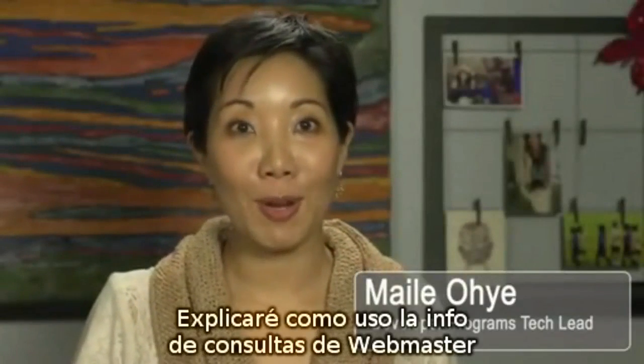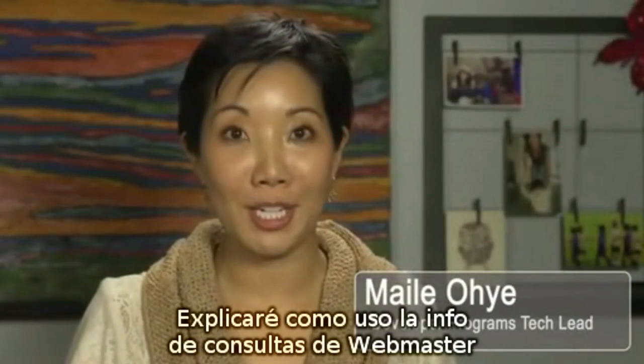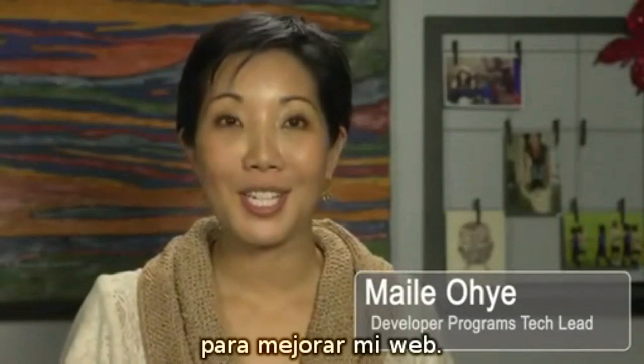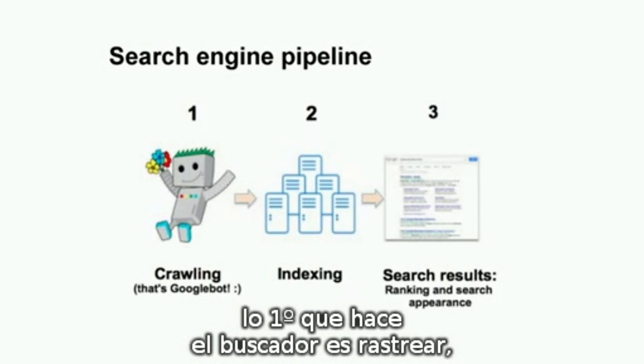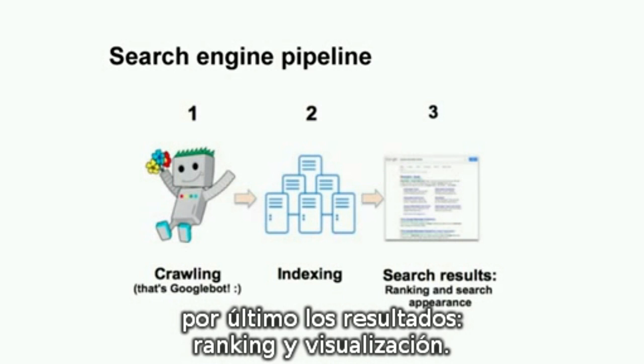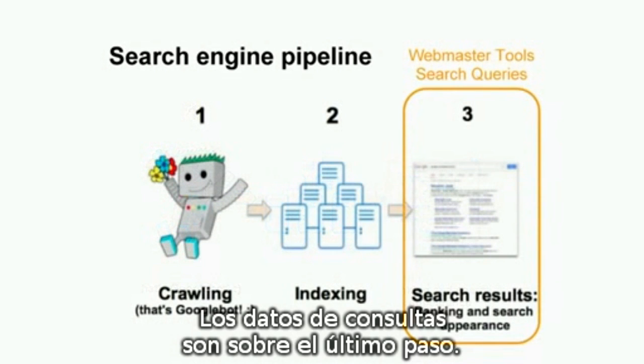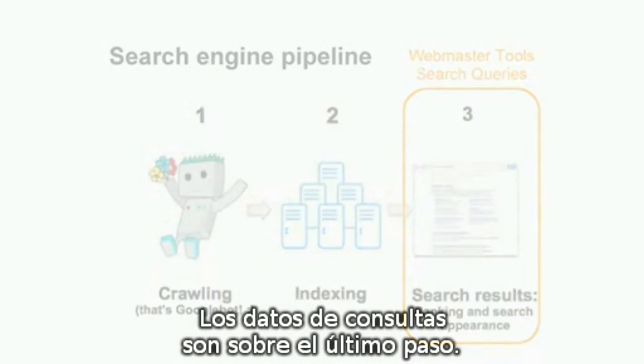I'd like to share some of the ways I use search queries information from Google Webmaster Tools to improve my site. To give some background, the first step of the search engine pipeline is crawling, then indexing, and last is search results, which includes ranking and the display of results to users. Search queries data sheds light on this third step in the search engine pipeline.